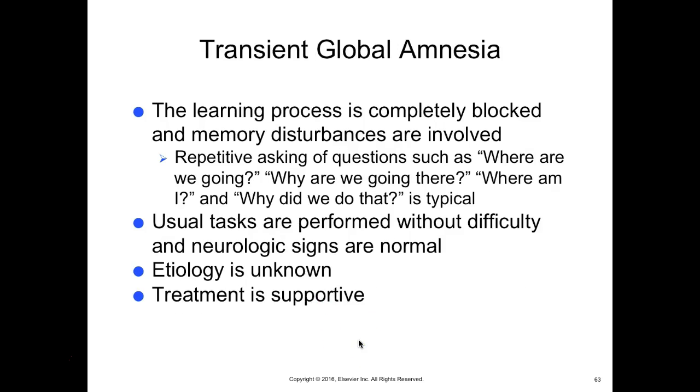Transient global amnesia. The learning process is completely blocked and memory disturbances are involved. So the person may ask repetitive questions such as, where are we going? Why are we going there? Where am I? Why did we do that? Those are typical questions. Usual tasks are performed without difficulty and neurologic signs are normal. The etiology is unknown and treatment is just supportive.